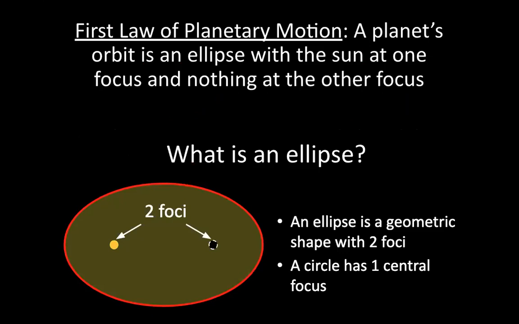So what is an ellipse? Okay, it's a geometric shape that has 2 foci, so 2 focal points. A circle only has 1 central focus because it's in the middle of the circle. So in an ellipse, you've got 1 on either end.